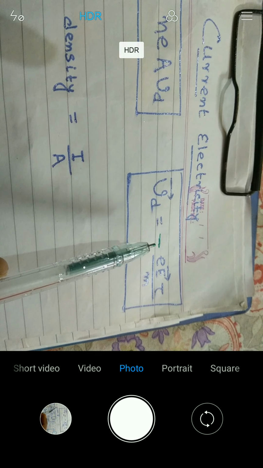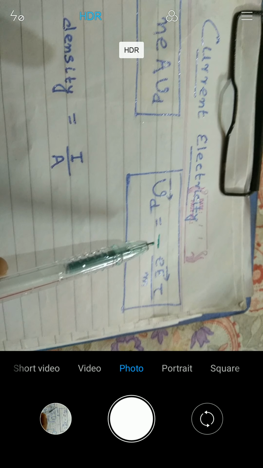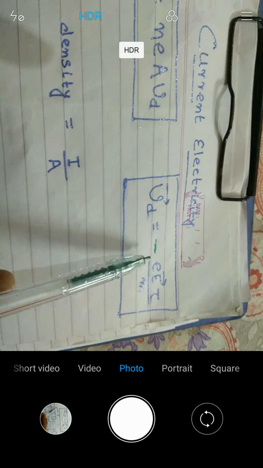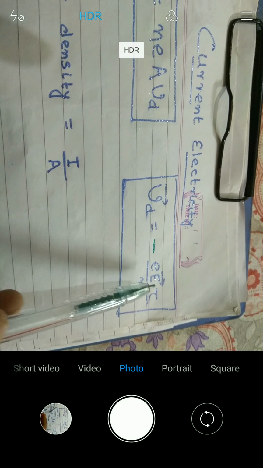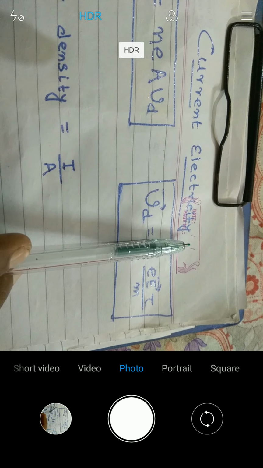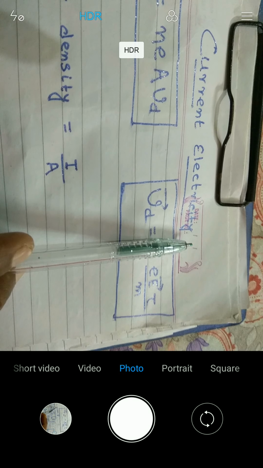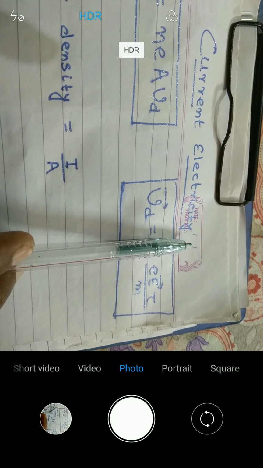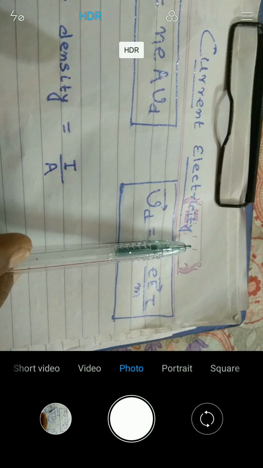Again I have discussed the significance of this negative sign, that is, the drift velocity of free electrons is directed opposite to the direction of the electric field. But remember, if I talk about the magnitude of drift velocity, that will be written as Vd equals eEτ by m, skipping this negative sign.